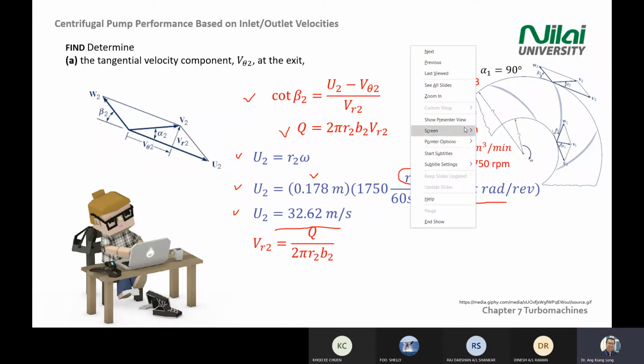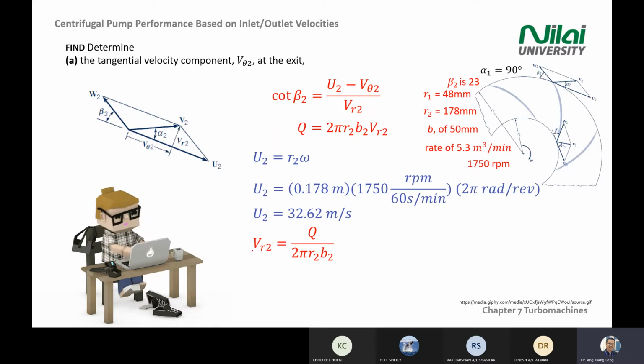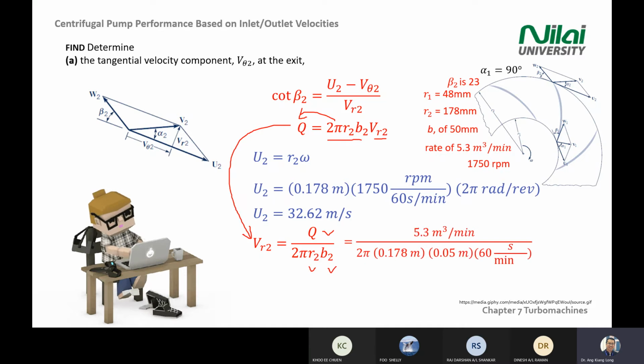All right. So the next is also substitution of equation. So you have VR2 given by Q, and you rearrange the Q equation into this one. Your objective is to find VR2. You move this component to the left, so Q divided by this one. You have your Q, you have your R2, you have your B2. Use your calculator, you press the value. What you need to highlight is you need to change the minute into second, yeah? Because your V2 is in meter per second, so you need to change your Q into second.